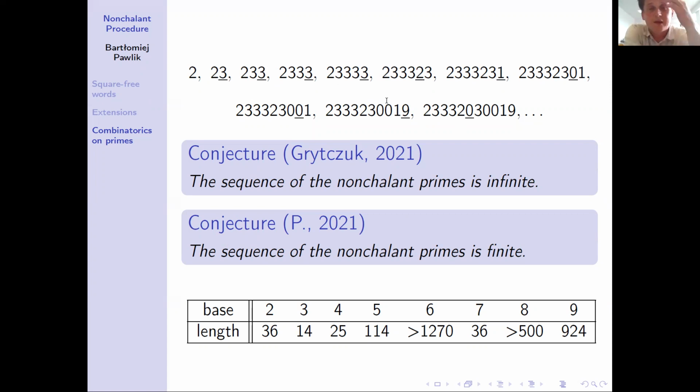And Jarek Grytczuk and I couldn't reach agreement about our intuitions about how this procedure will work. So I divided it into two conjectures. The first conjecture, by Jarek Grytczuk, is that the above sequence of nonchalant primes is infinite, and my conjecture states that this sequence is finite.